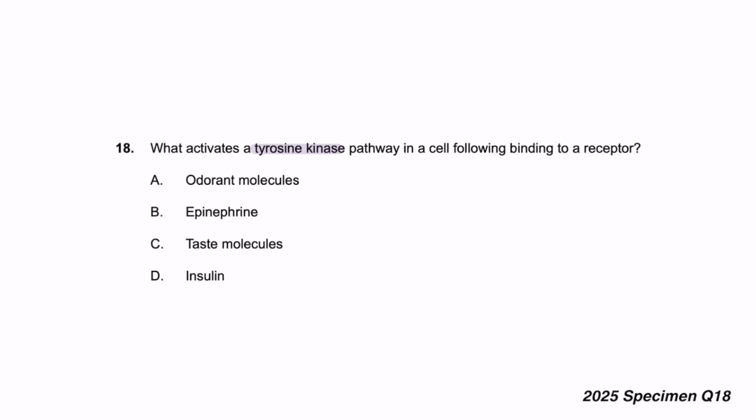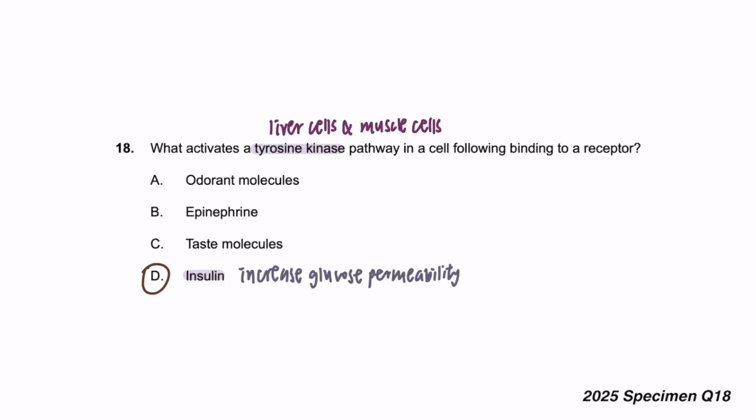Tyrosine kinase receptors are found on the membrane of liver cells or muscle cells. This receptor is specifically for insulin to increase the glucose permeability in liver cells and muscle cells.